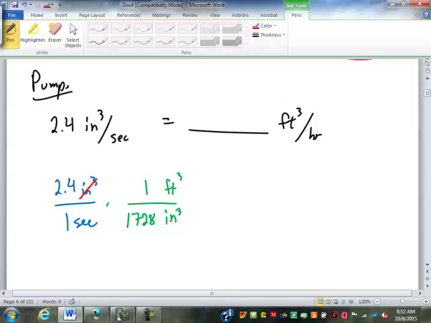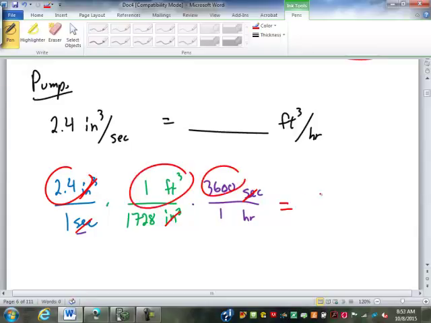So the cubic inches are gone. Now we have to get rid of the seconds. 60 seconds in 1 minute. I'm going to shorten this up a little bit: 3,600 seconds in an hour. You could go 60 seconds to a minute, 60 minutes in an hour. I'm just going to do it in one step. So what we have here is 2.4 times 1 cubic foot times 3,600.